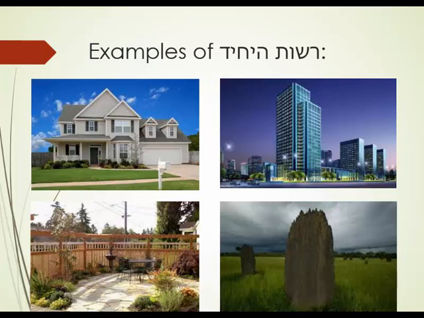If you look at the bottom right picture, there's a mound or a stone which has very steep walls, and the walls are 10 tefachim high. And on top, there's an area of 4 by 4 tefachim. So on top of that mound, on top of that stone, would be a Reshut HaYachid.